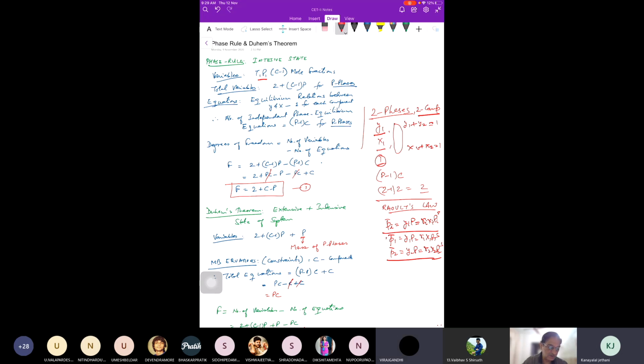That means we need two equations here, for these two phases, right? We're looking at it wrongly here. For relations we have to look at it this way. When you talk about relation, we are talking about Raoult's law for vapor liquid equilibrium. So for two phases and two components, we need two equations: P1 bar is equal to y1 P is equal to gamma 1 x1 P1 s, and P2 bar is equal to y2 P is equal to gamma 2 x2 P2 s. And therefore for P phases, it's going to be P minus 1 into C.